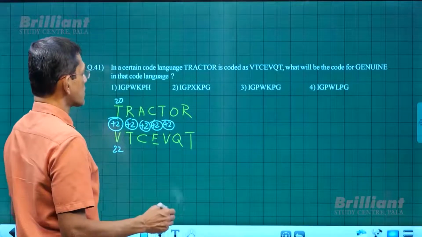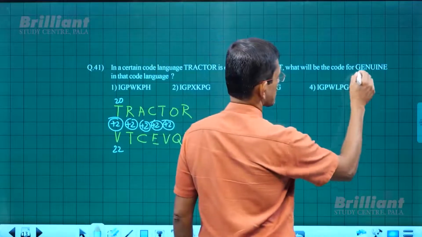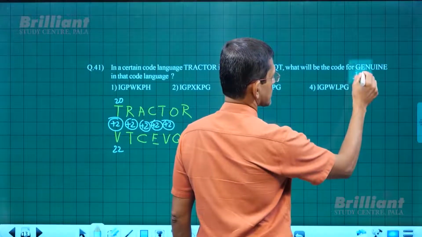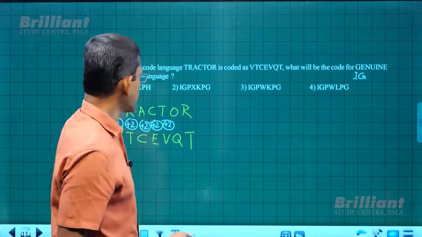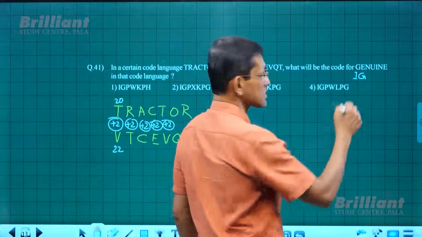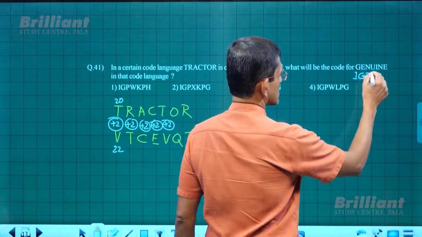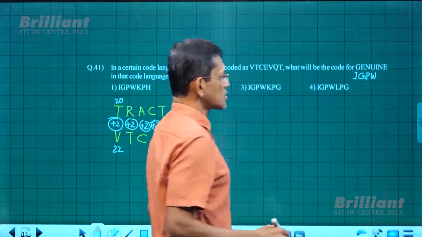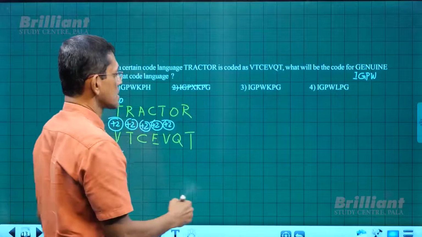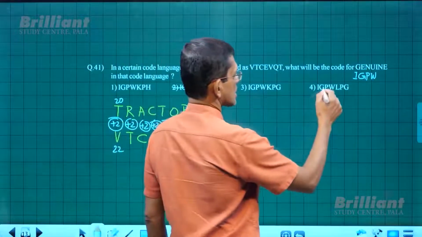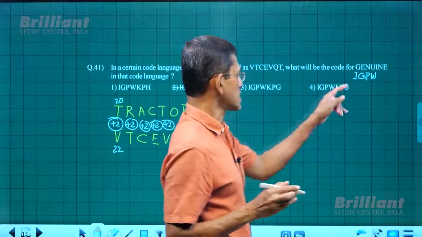Genuine, when you code it, G becomes I, plus 2. E becomes G. So IG. And look at the answer choices. All the answer choices are starting with IG. So next, N is coded as P and U is coded as W. So IGPW, this is correct, this is not correct. IGPW, this is correct. IGPW, this is correct. So far we have 3 answer choices going with IGPW.